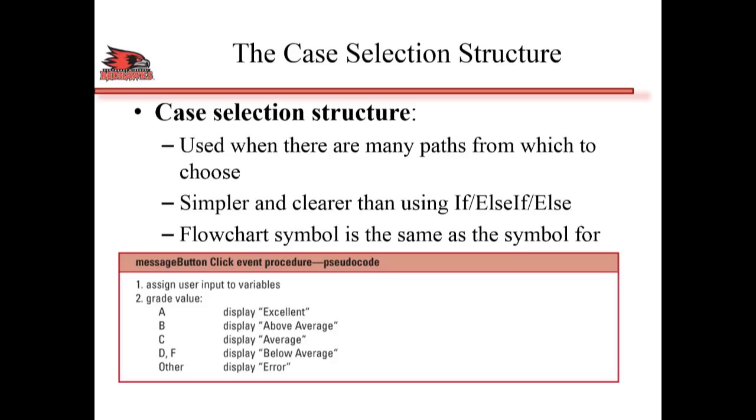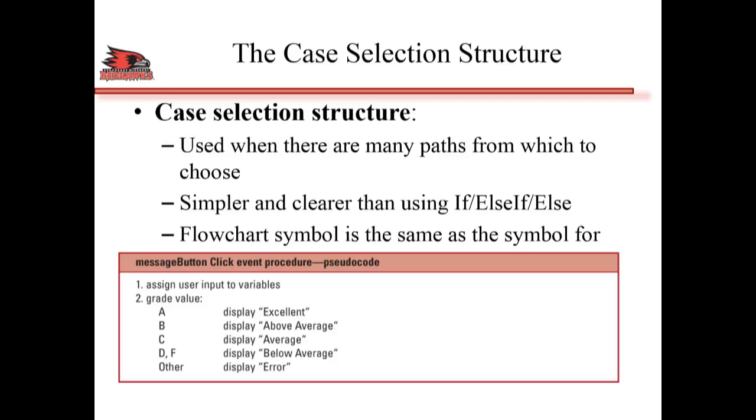And it's used where there are many paths from which to choose, like several different outcomes by looking at a variable or what is inside an input variable. The only thing to mention here is that it can only look at one variable at a time. So if you use a case structure, you can only look at a single variable, and based on what is inside that variable you can display some sort of output.